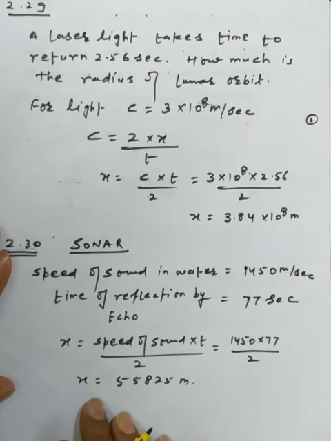Now dear students, we have the question number 2.9, and the statement is quite large, so I am just reading it. A laser is a source of very intense, monochromatic and unidirectional beam of light.